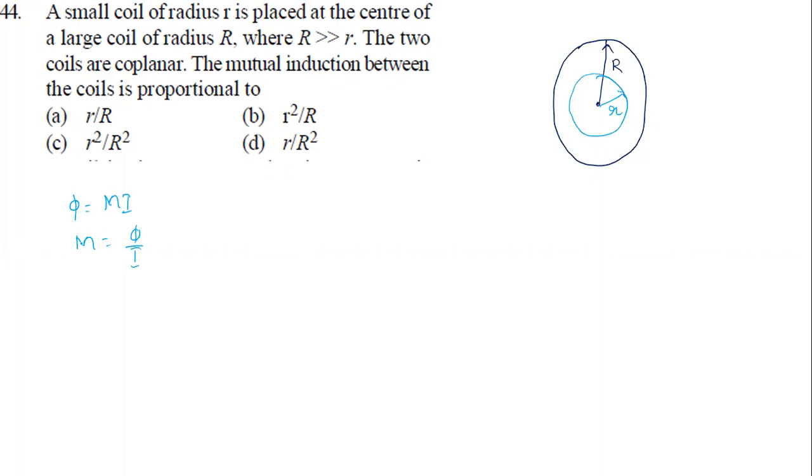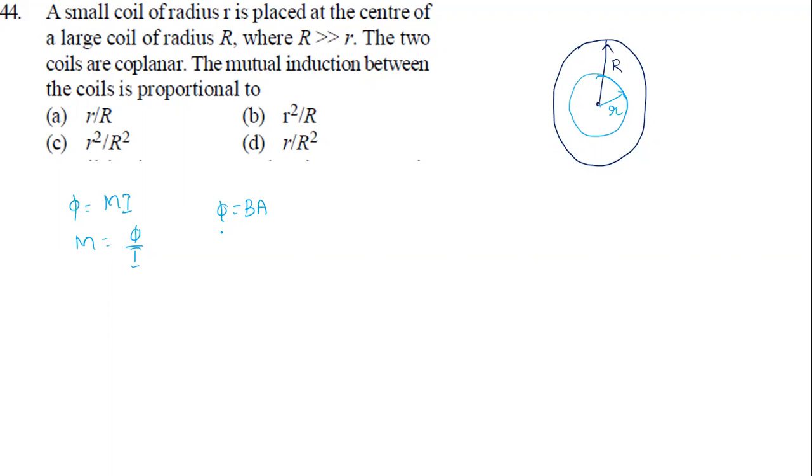Now they are asking for mutual inductance. Now I need to find the magnetic field, how much there is, and how much area there is. Magnetic flux I need to find. Flux is given by B times A. Now look: whenever you are taking mutual inductance or inductance, you are always going to take the area of the smaller coil.